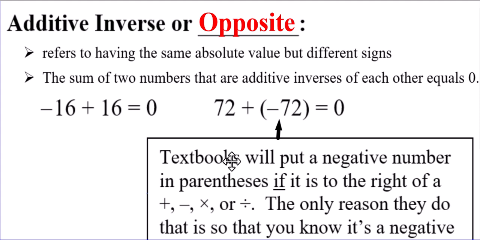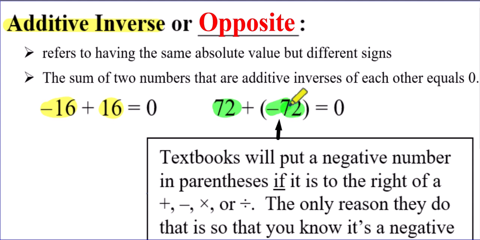All right, some more vocabulary. Additive inverse, and I guarantee this is vocabulary phrases that you will need to know for the eventual test that we will have in this unit. Additive inverse is more commonly known as the opposite. Go ahead and fill in that blank, please, on your notes. It refers to having the same absolute value but different signs. So, for example, the additive inverse of negative 16 would be positive 16. The additive inverse of 72 would be negative 72.